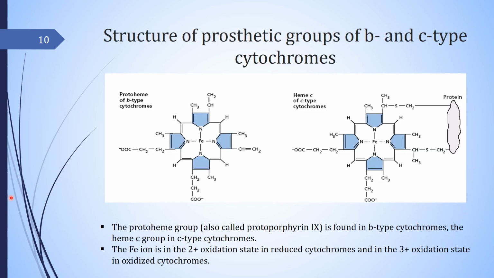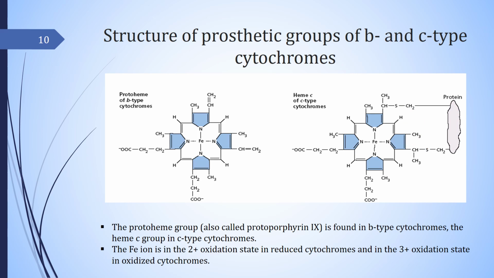Here is the structure of the prosthetic group of B and C type cytochrome. The protoheme group, also called the porphyrin 9, is found in B type cytochrome, and the heme C group is found in C type cytochrome. The heme C is covalently attached to a protein by a thioether linkage, two thioether linkages, and the protoheme group is not covalently attached to the protein.